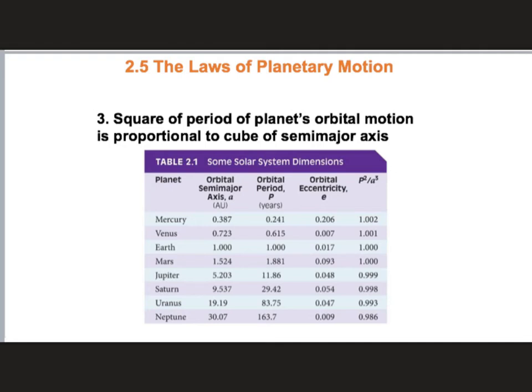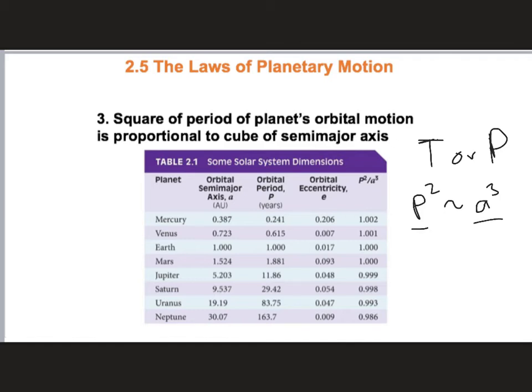Now we can look at the third law of motion for Kepler. Kepler's third law says that the period of a planet's orbital motion squared, and so that means its year, basically how long it takes to go around the sun, and the period is generally represented by a T or a P for period. And so we can say that the period squared is proportional to the cube of the semi-major axis. That's a cubed. So the period squared is proportional to the semi-major axis cubed.